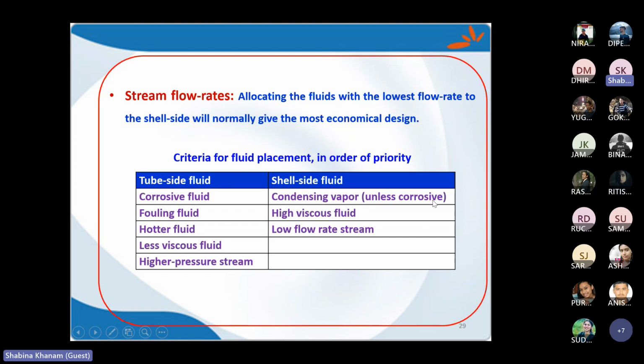Similarly, if I have condensing vapor, if it is not corrosive, it should be allocated to shell side. High viscous fluid should be allocated to shell side. Low flow rate should be allocated to shell side. But this priority table you will not find in the book, so please keep this in mind. You need to remember which type of fluid should be allocated where and in what order for allocation of the fluid.